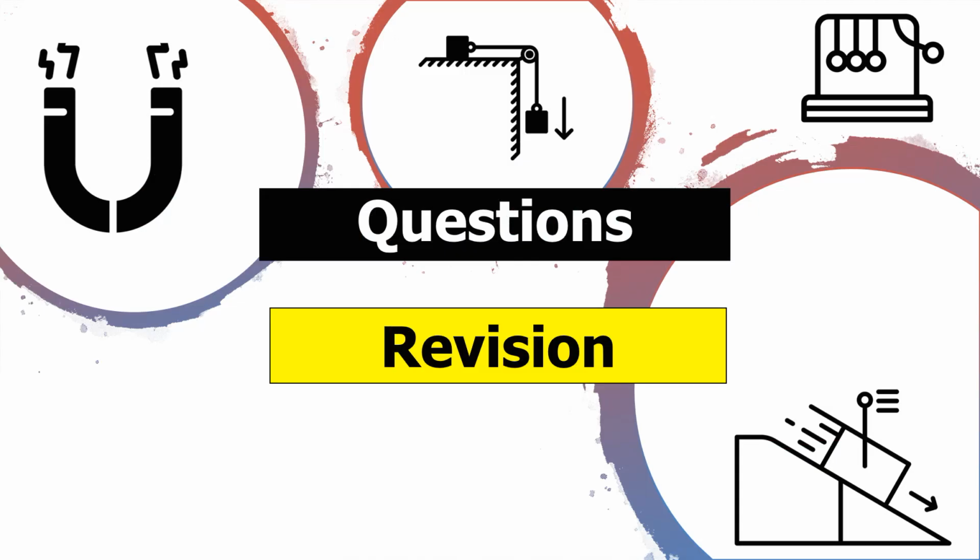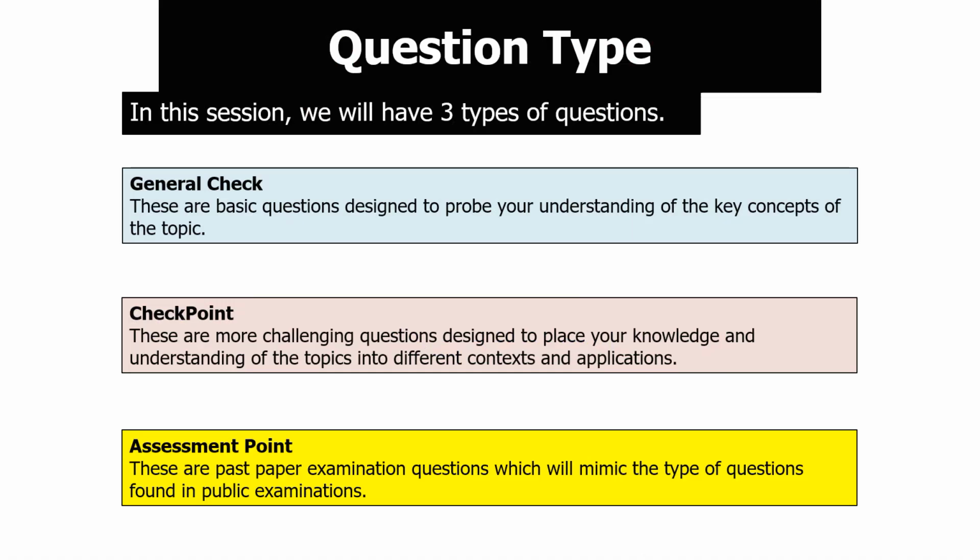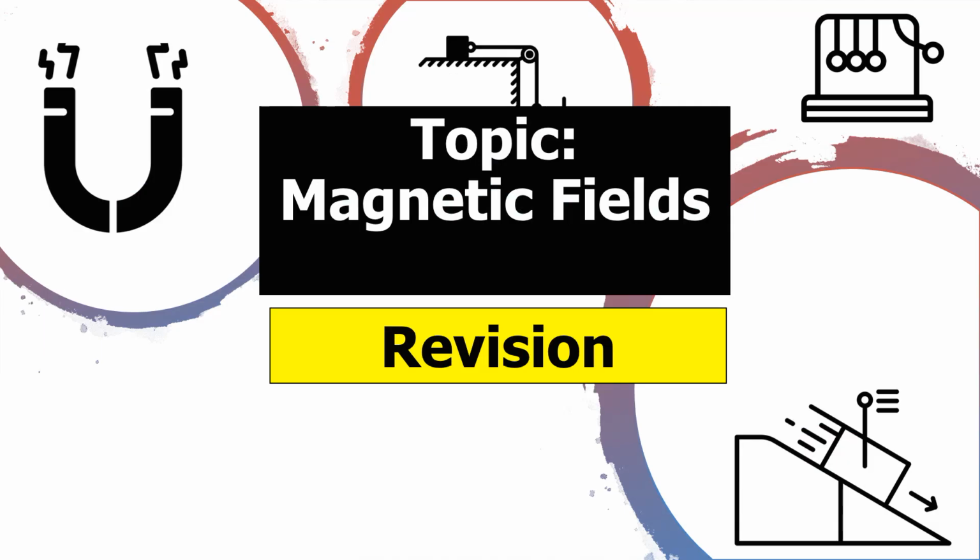Now what questions will you have in this revision session? You'll have three types of questions. Firstly, general check questions, which are basic questions designed to probe your understanding of key concepts of the topic. Then checkpoint questions, which are more challenging questions designed to place your knowledge and understanding of the topics into different contexts and applications. Finally, assessment point questions, which are past paper examination questions that mimic the type of questions found in public examinations. So let's now have a look at some questions for magnetic fields.